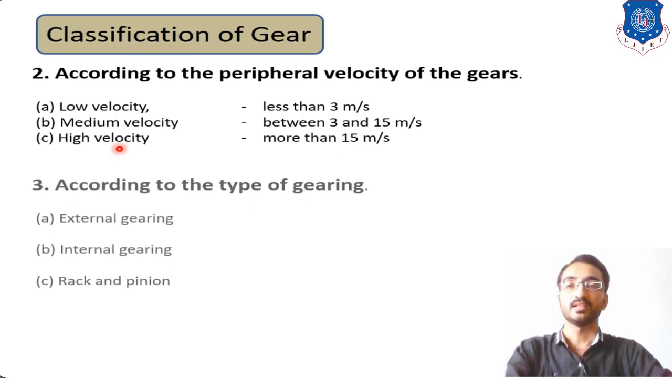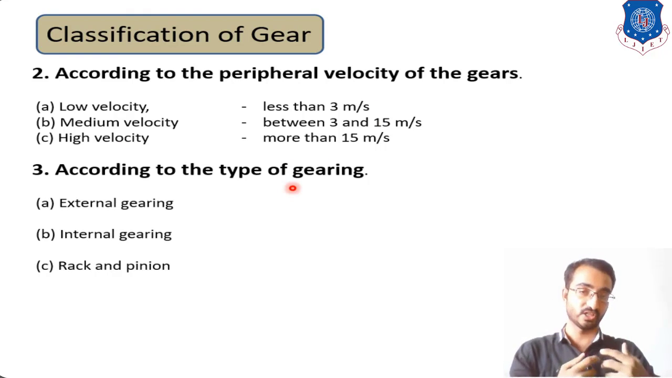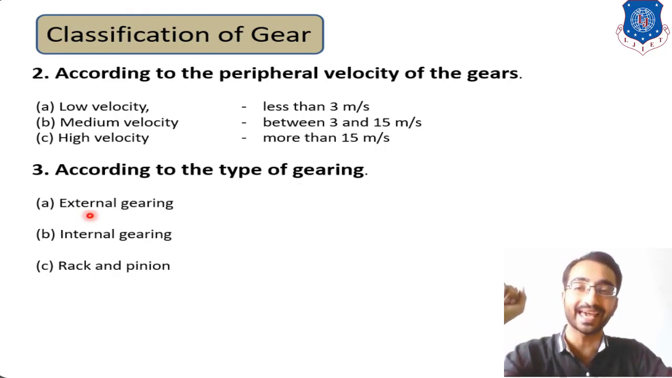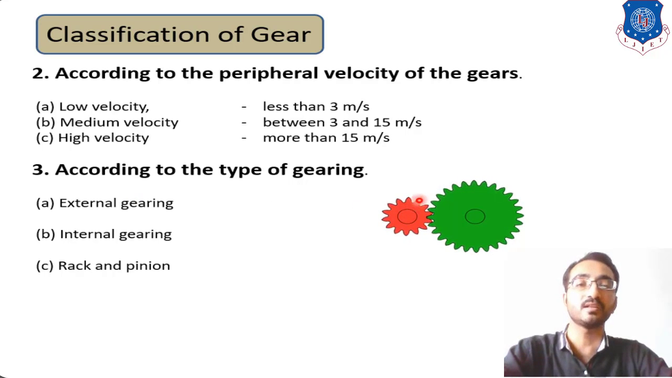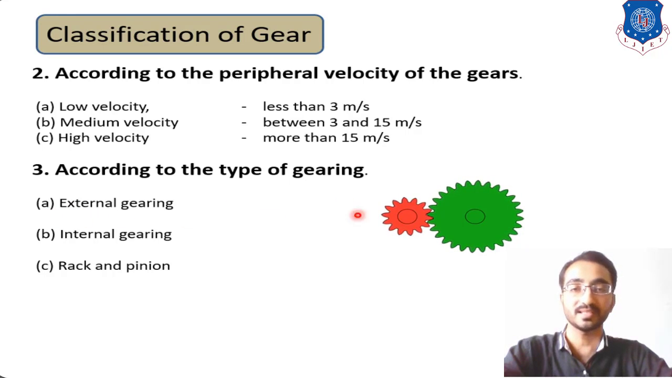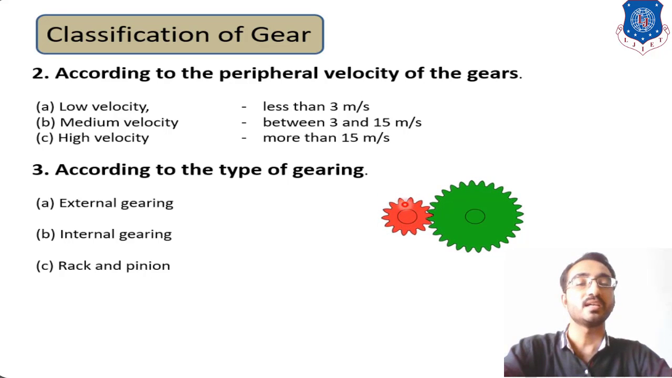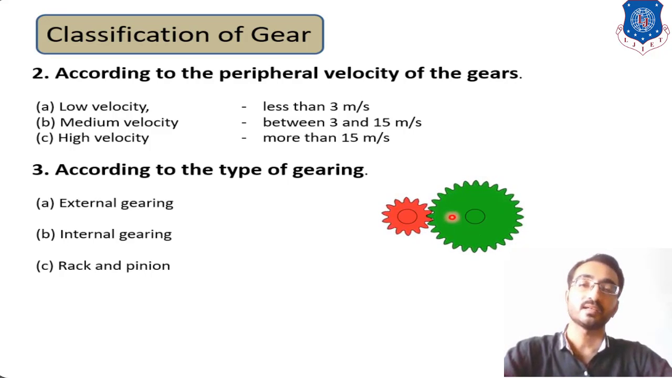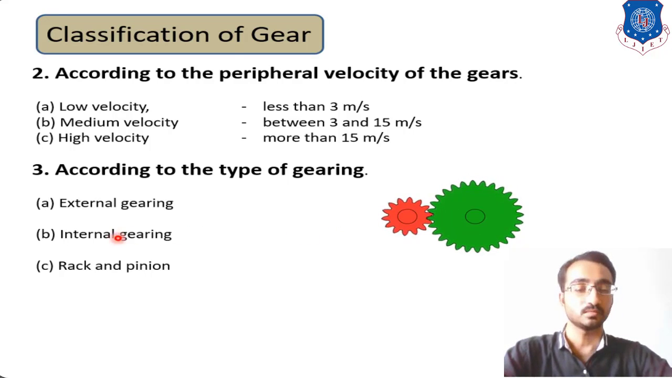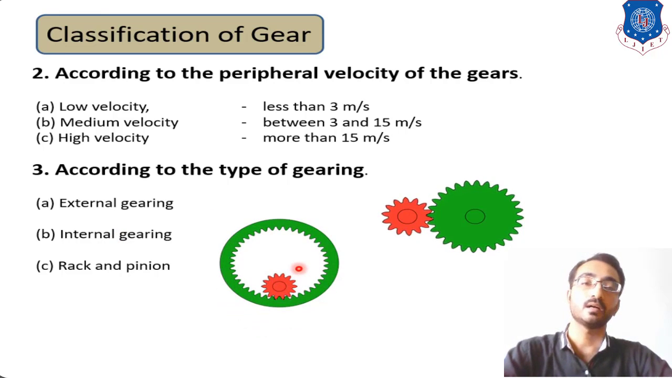The third classification is according to the type of gearing, how they are engaging with each other. For example, the first one is external gearing. In external gearing, the gear teeth are cut on the outer periphery of the gear wheel. This arrangement is known as external gearing. Over here, the small gear is termed a pinion and the large gear is termed a gear.